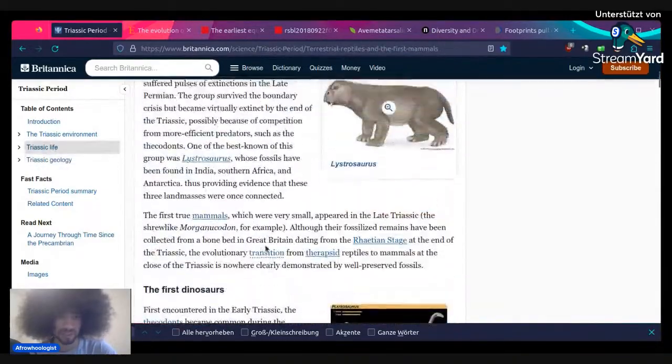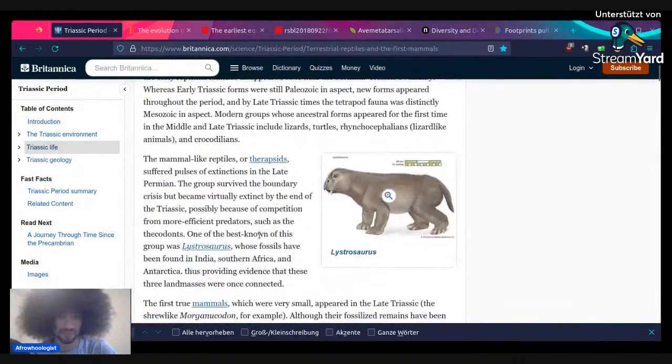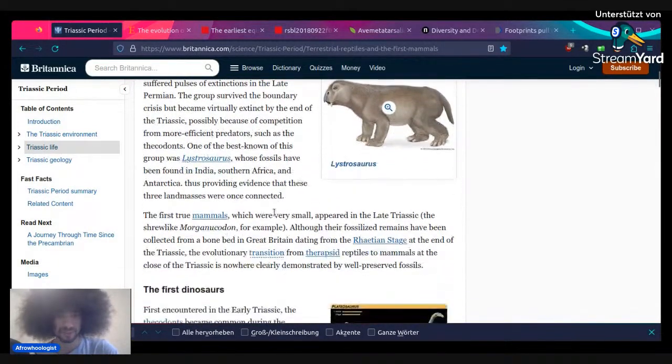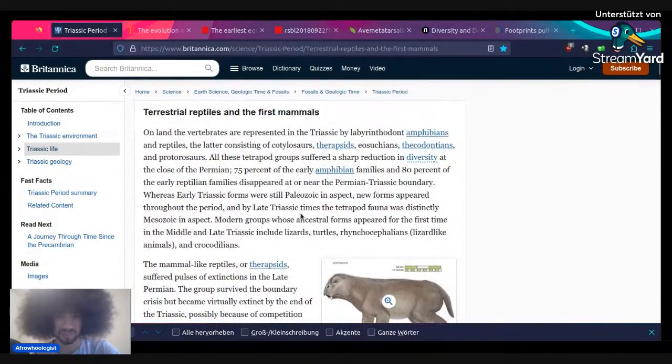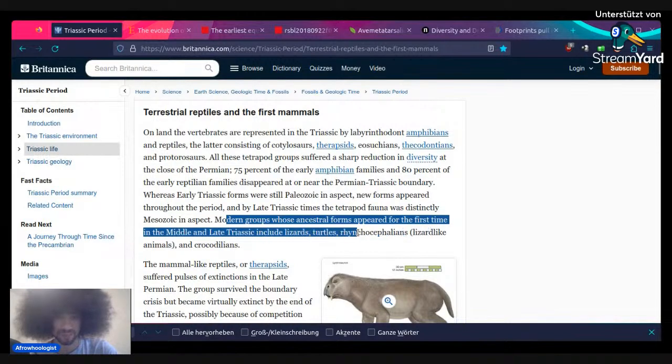I want to go over the extinction of the first group of therapsids, because I think we really got to give some consideration to them. So modern groups of ancestral forms appear for the first time in the middle and late Triassic, including littoral turtles, rhynchocephalians, of which the modern tuatara is the only representative, and crocodilians. But what caused the extinction of one of the most successful clades of synapsids ever?